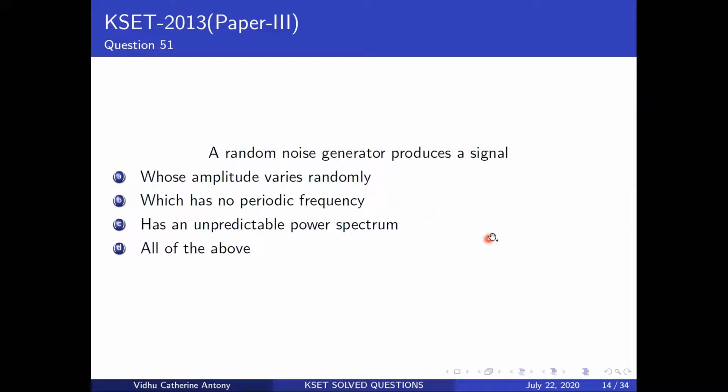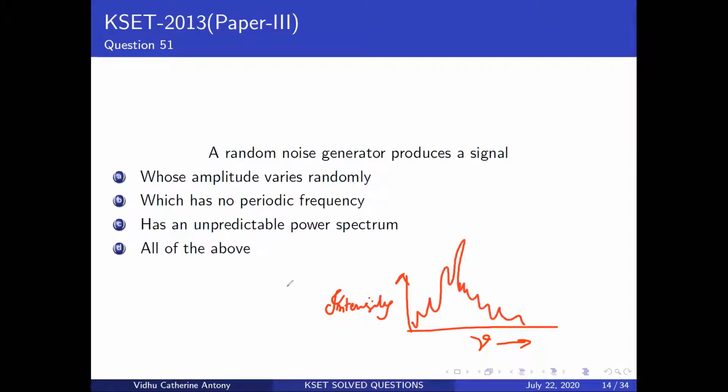So the power spectrum is basically one side you have something called the frequency, and the other side you have an intensity. So this is your frequency, and this side you would have intensity. It keeps varying as you go along, and then you get something like this. That's how your power spectrum looks.